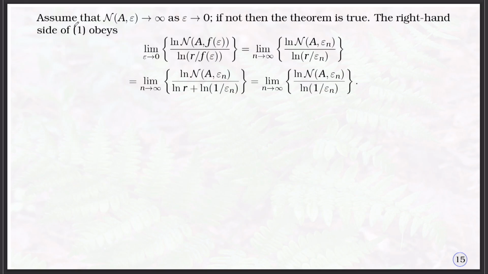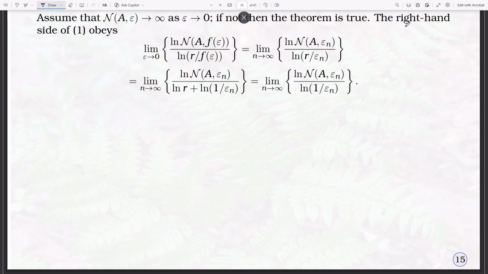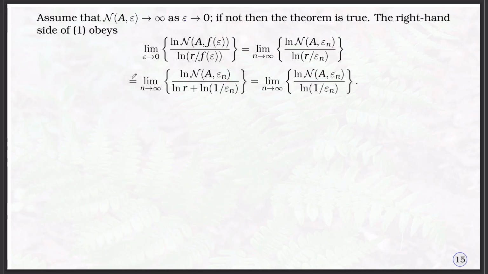Now, from here assume that this term tends to infinity as epsilon tends to 0. Obviously, whenever the box size is reduced to 0, then this term will increase. If not, then the theorem is true. If this is not true, this is a fixed number, the theorem is true. Then consider the left hand side of equation 1.